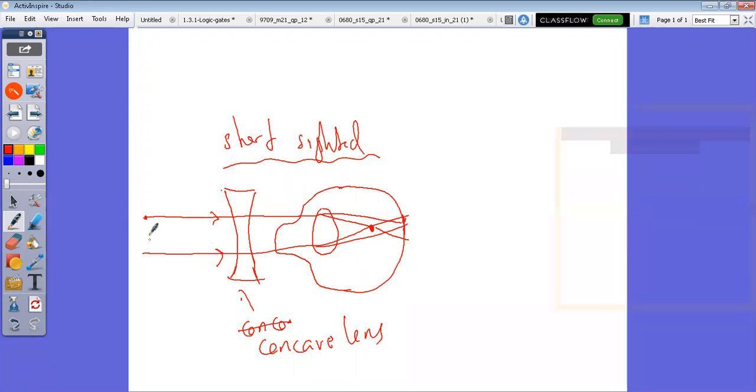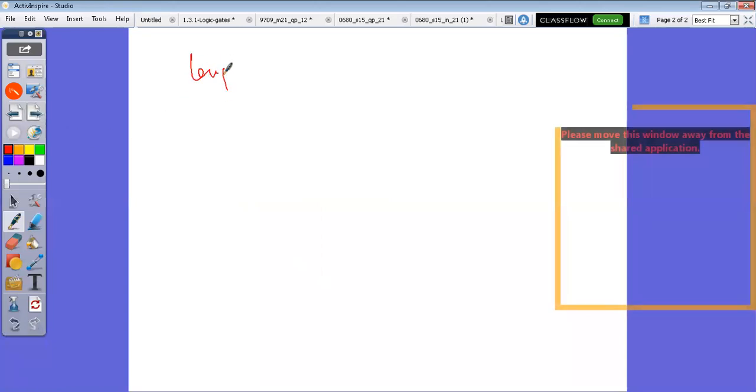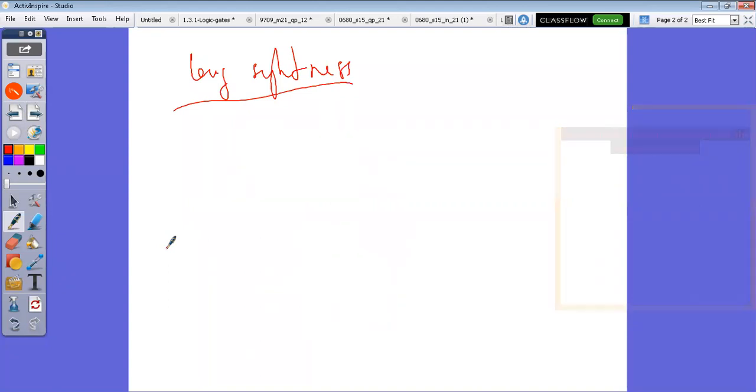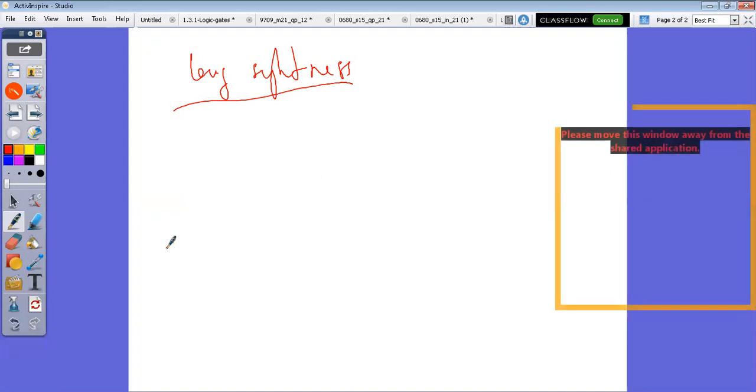Now let's look at long-sightedness. Long-sighted is when someone can see images far away, but they cannot see objects very close.